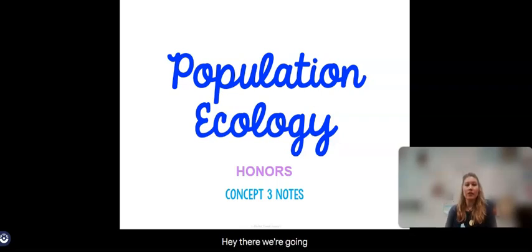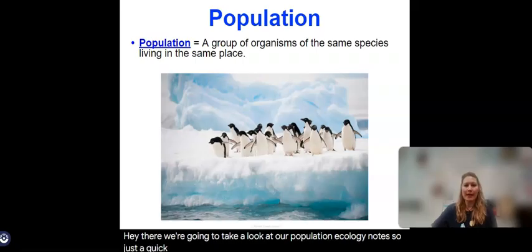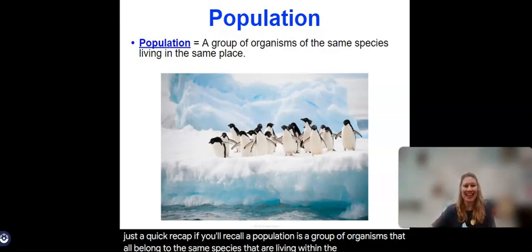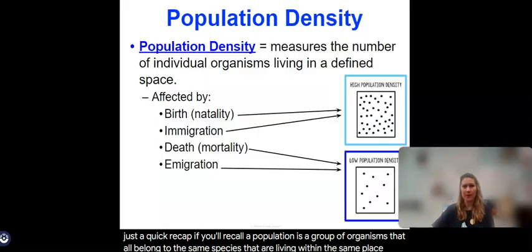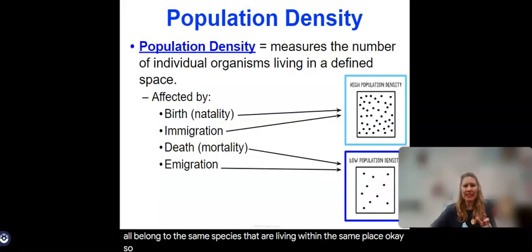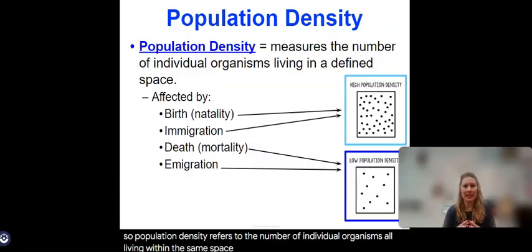Hey there, we're going to take a look at our population ecology notes. So just a quick recap, if you'll recall, a population is a group of organisms that all belong to the same species that are living within the same place, okay? So population density refers to the number of individual organisms all living within the same space.